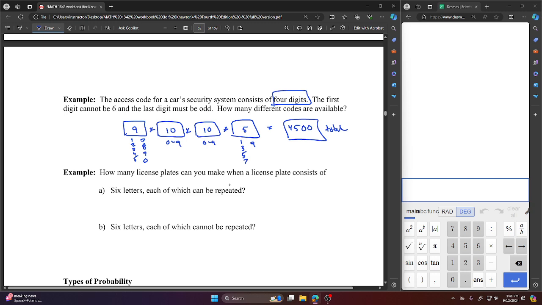Let's keep going, unless y'all want me to stop and pause. Okay. So, how many different license plates can you make if it's 6 letters, each of which can be repeated?